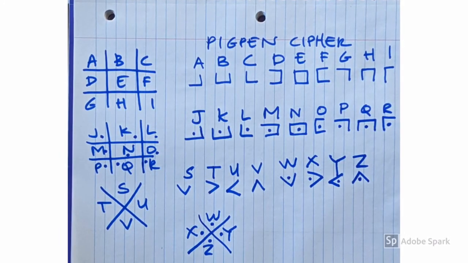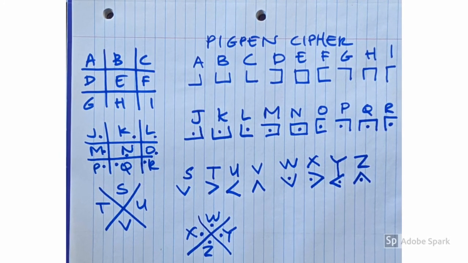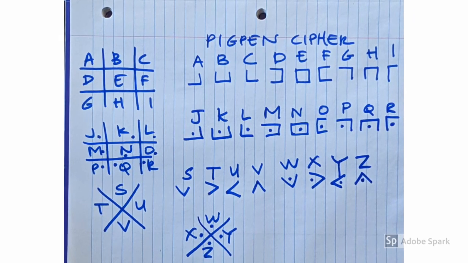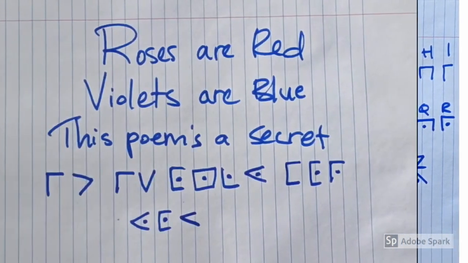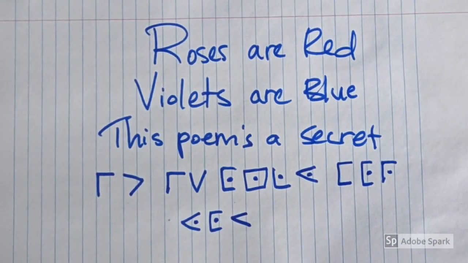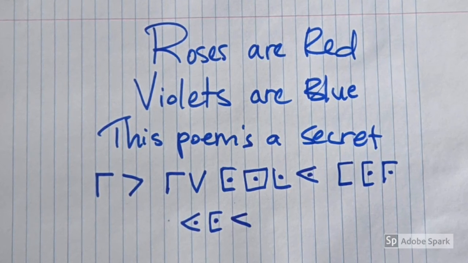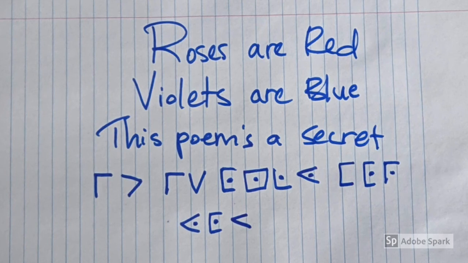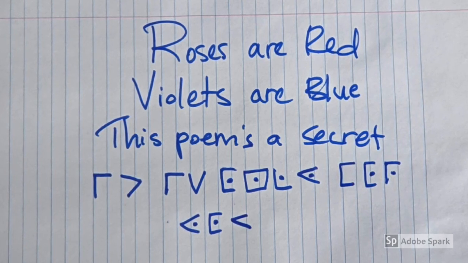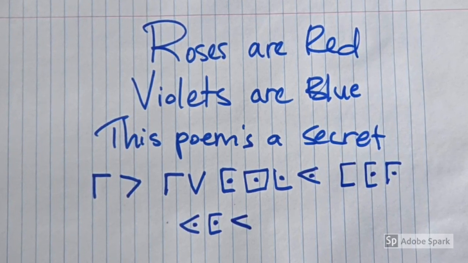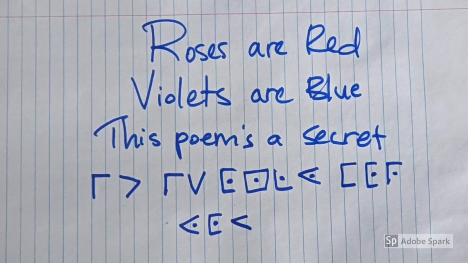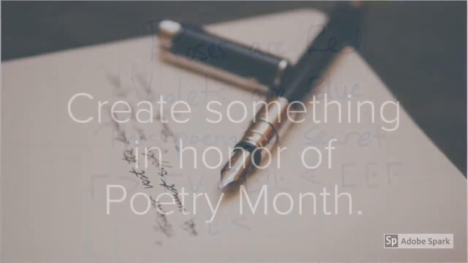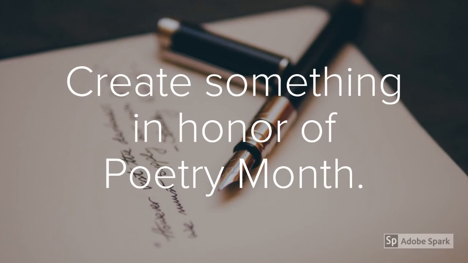A pigpen cipher works by using a special symbol to represent the location of a letter on the different grids. All right, here's our encrypted poem. Can you figure it out? Roses are red, violets are blue. This poem's a secret. Feel free to pause the video if you want to figure it out. It's only for you.